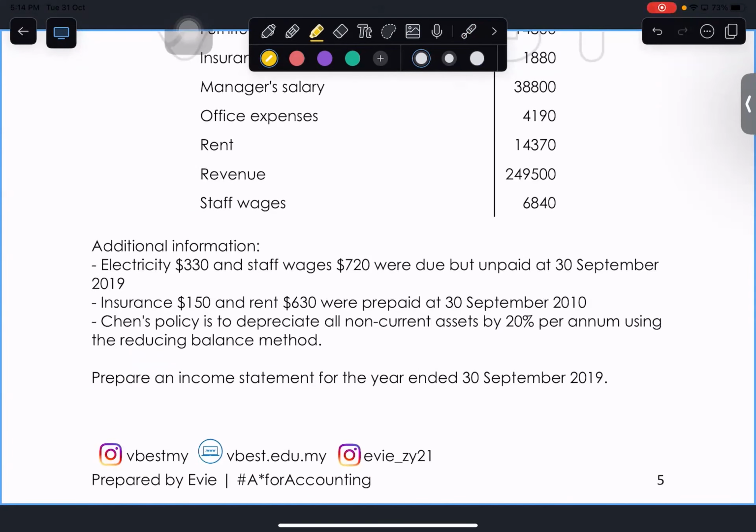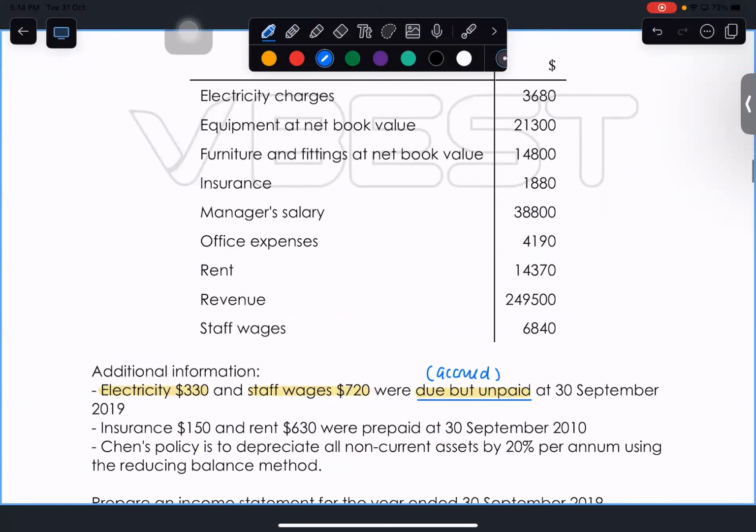Every time you prepare an income statement, see the additional information. Most important is the bottom part. They told you that you have electricity 330, staff wages 720, due but unpaid. Due but unpaid means accrued. So this is accrued. Accrued, then what we need to do? We have to plus. So we plus it together.